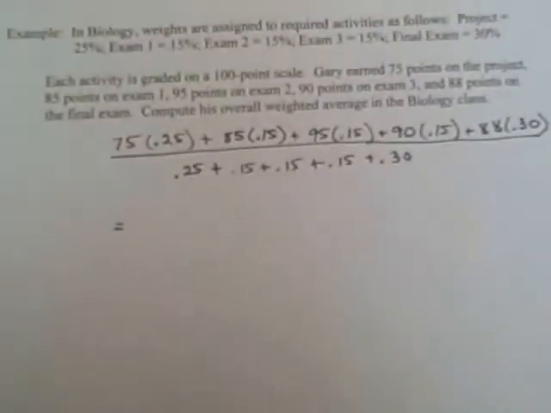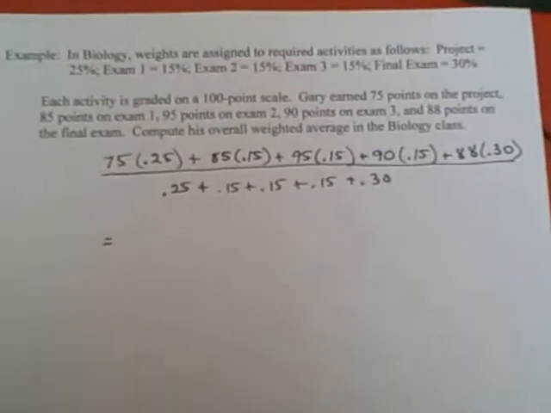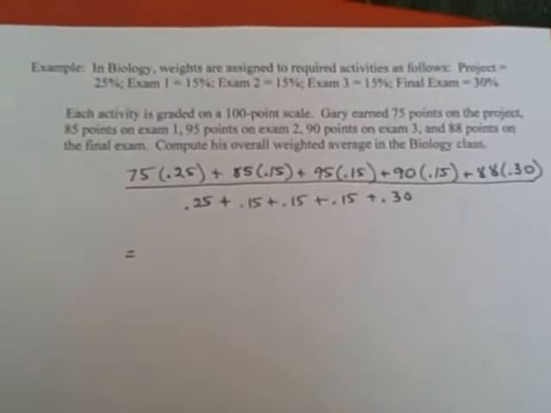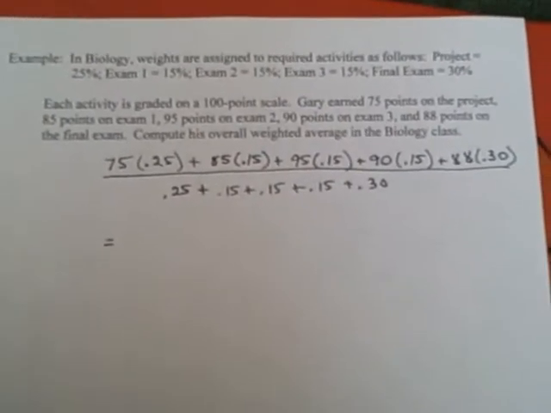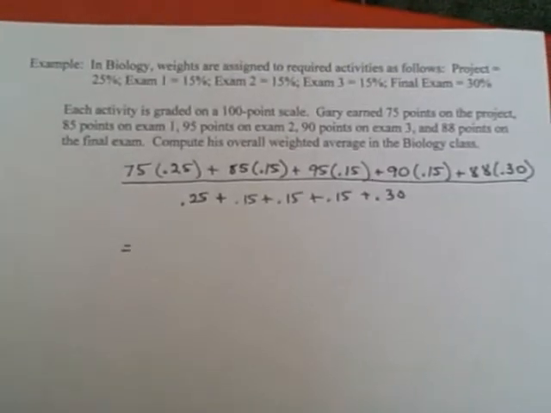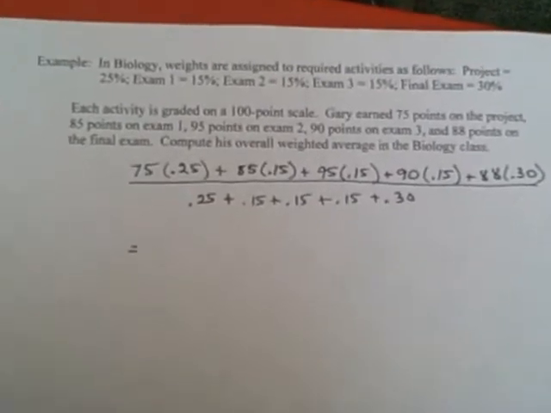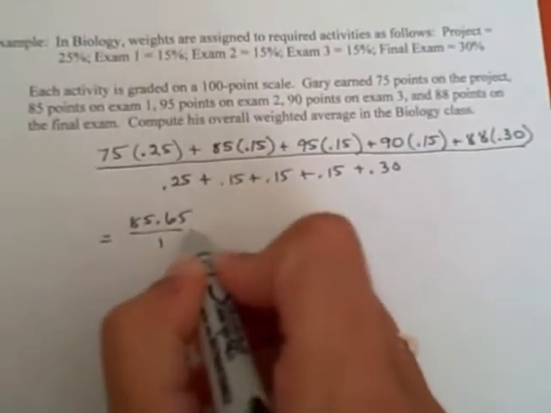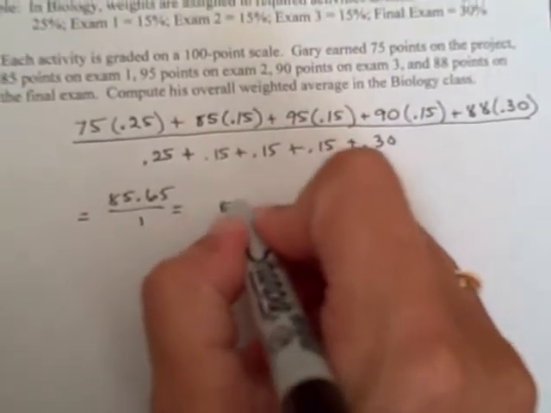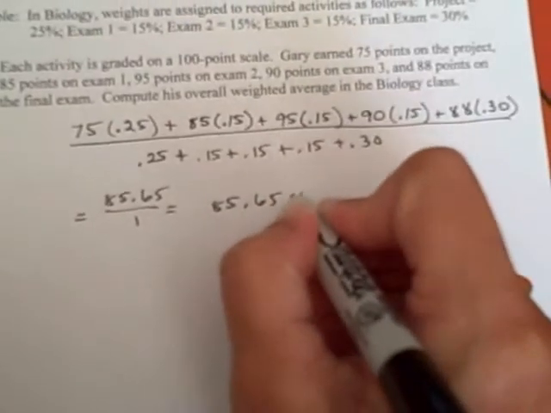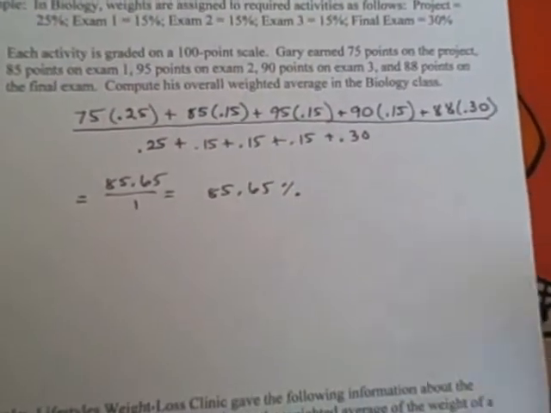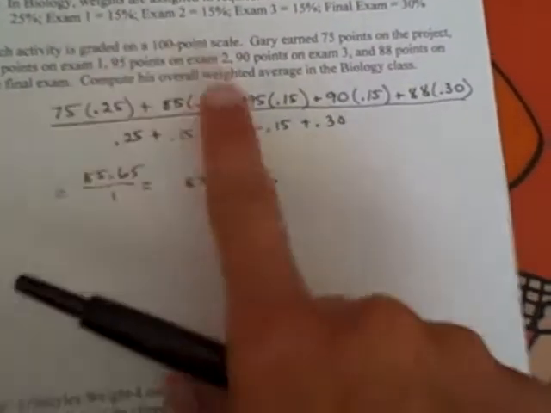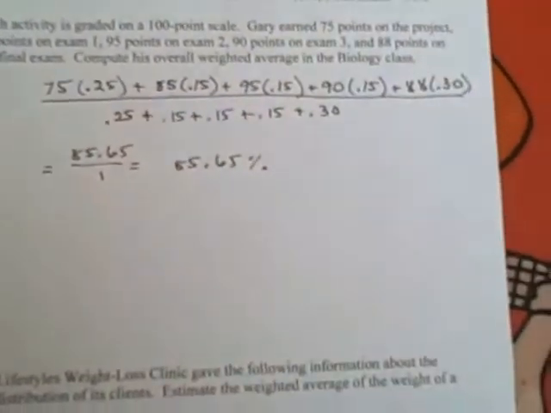So let's work out that numerator. We have 75 times 0.25 plus 85 times 0.15 plus 95 times 0.15 plus 90 times 0.15 plus 88 times 0.30. So we get 85.65, and of course on the bottom is just 1. So it looks like Gary has made an 85.65% in the class. So you just do each score times its weight. Score times its weight. Score times its weight. On the top and on the bottom, all of the weights that you use.